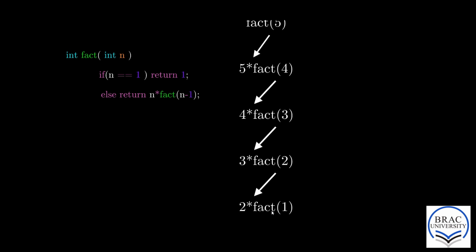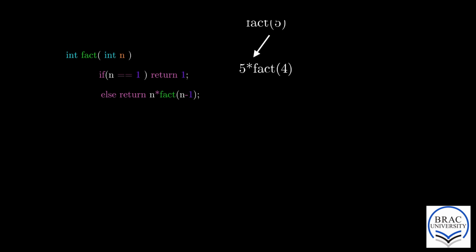Factorial 1 immediately returns 1, then 1 and 2 get multiplied, and we return 2 to the previous recursive call. Then 3 and 2 become 6, which is returned to the previous call. Then 6 gives 24, then 24 gives 120, which is returned to factorial 5. So factorial 5 is 120. This is how we calculate factorials.